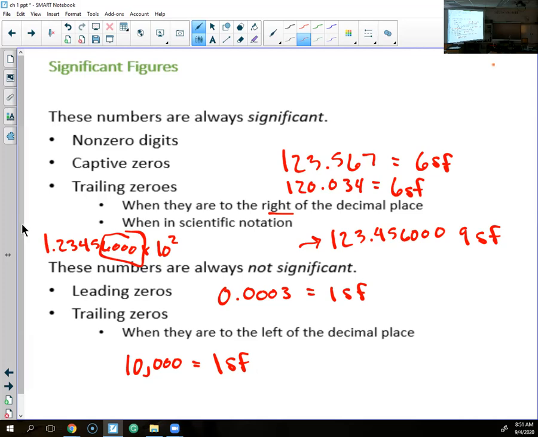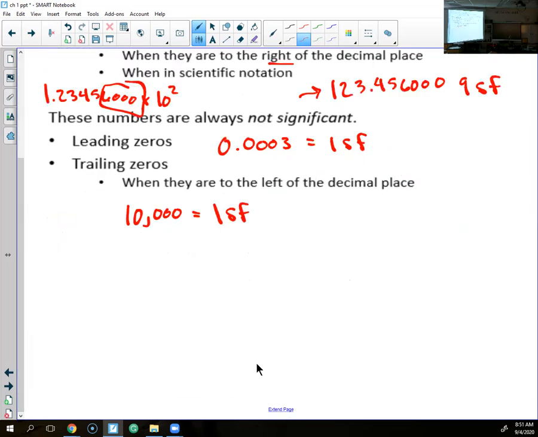Now, here's annoyingness in science. If I had 10,000 and then I had a decimal right here, then this would have 5 significant figures. Now, they don't do that to you very often, but by putting the decimal, we now say, oh, I know this to this place. But really, AP doesn't do that much. In physics, you'll get this more often.